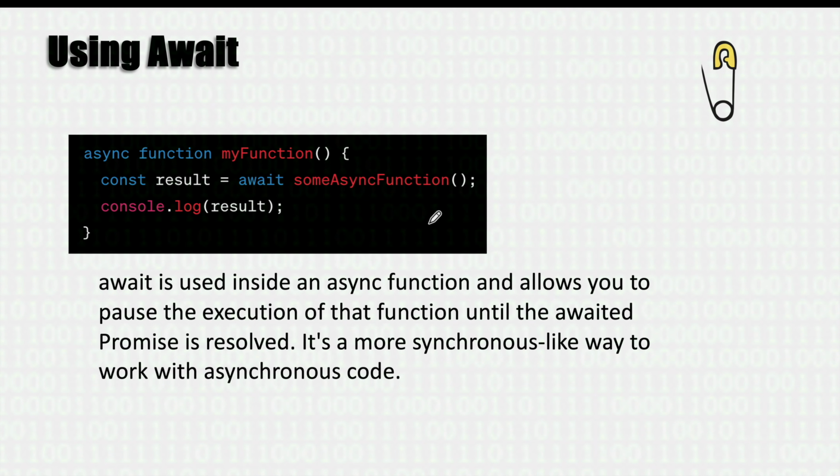Await. Now, when you have an asynchronous function, you can make it behave like a synchronous function by using await. So let's say this is an asynchronous function. If I put await here, the function call will stop here till it gets the result of this function call. So await is used inside an async function and allows you to pause the execution of that function until the awaited promise is resolved. So basically it keeps on waiting here till this is complete.